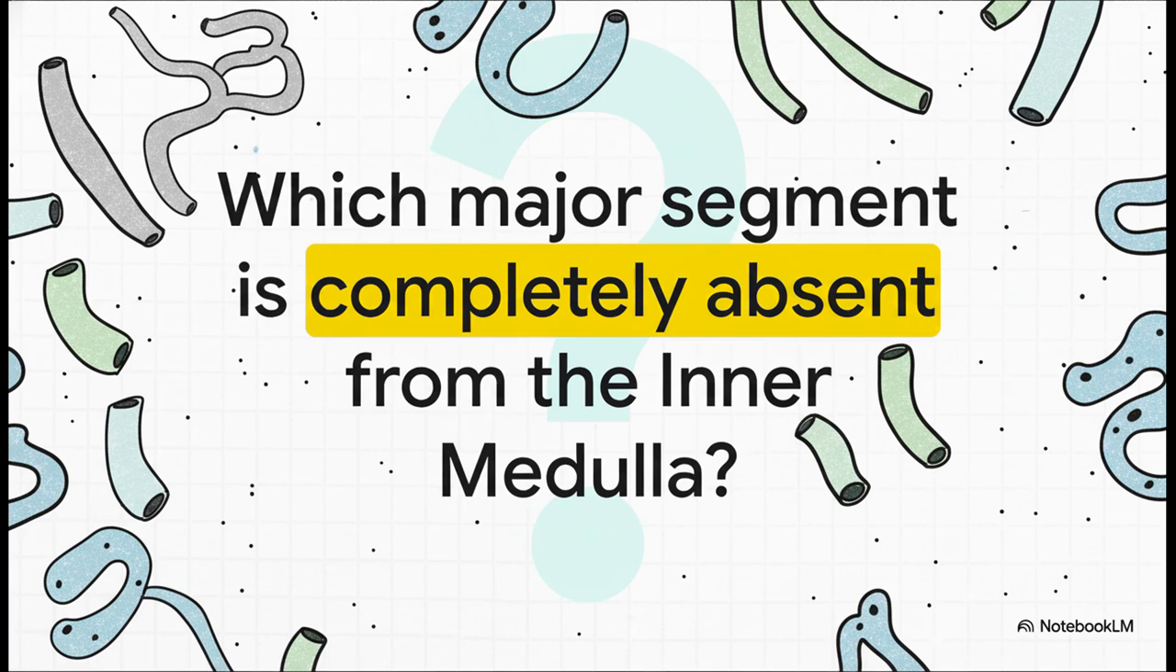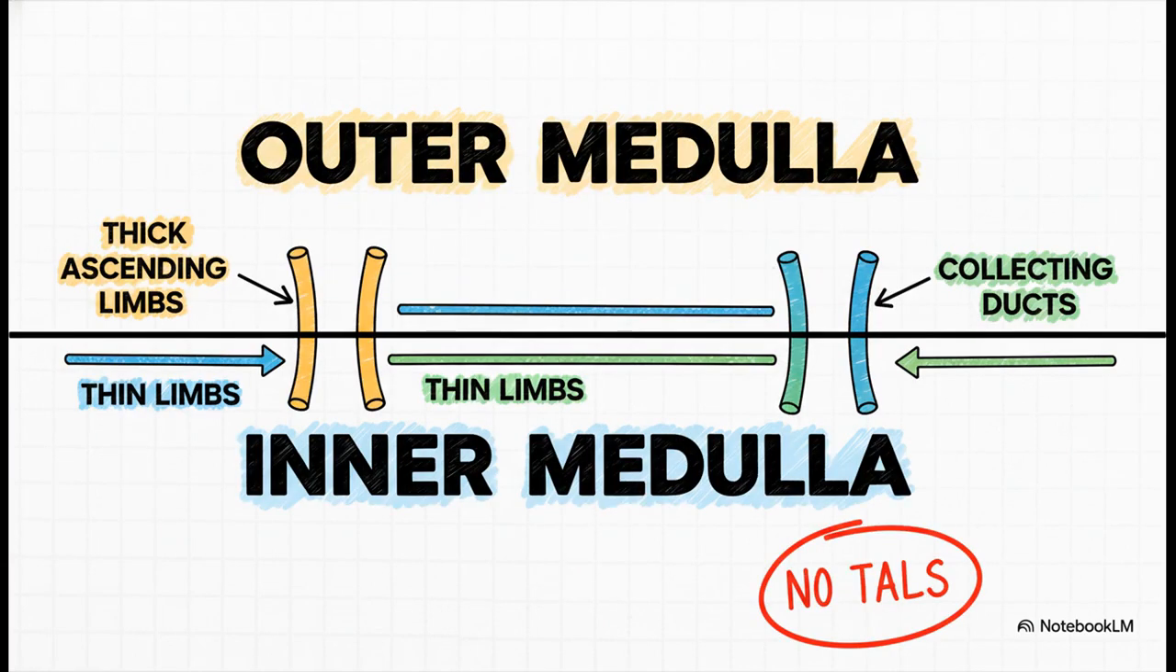Let's go deep, way down into the kidney. Think about that bottom zone, the inner medulla. It's kind of sparse down there, right? So which major workhorse segment of the nephron is completely, totally, 100% missing from this area? Did you get it? The answer is the thick ascending limb, the TAL.